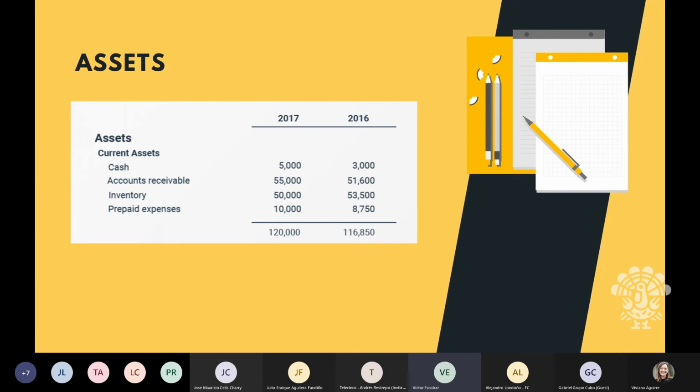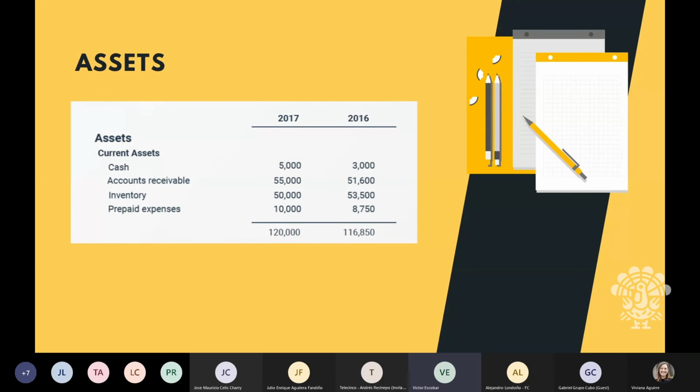The financial statement will show your assets. So it will show how much cash you have, all your accounts receivable, your inventory, and your prepaid expenses. So the first thing that you will get in your financial statement will be your assets. You have two kinds of assets. The ones that are about the receivables, the accounts receivable that I explained at the beginning, and the cash flow.